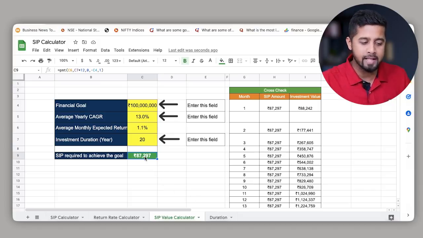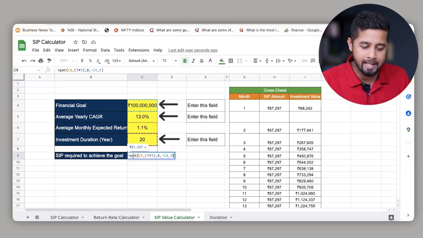By the way, if you want to do this simple calculation, I have used a function called PMT. You can Google this function and you can figure out how to calculate this field.